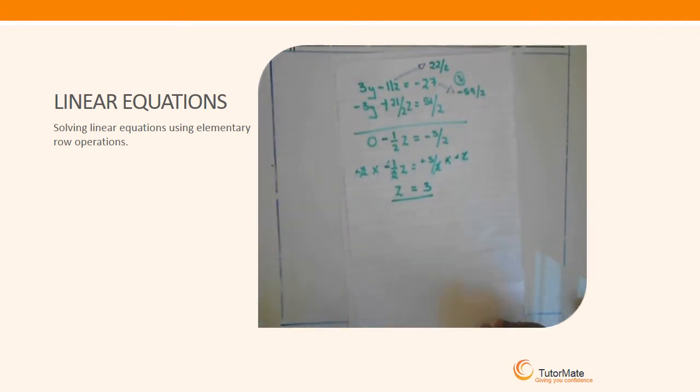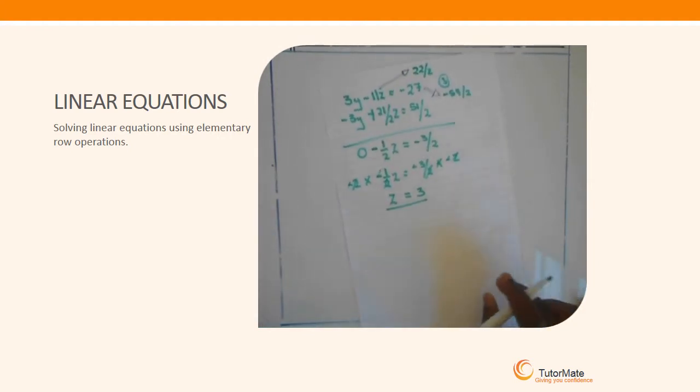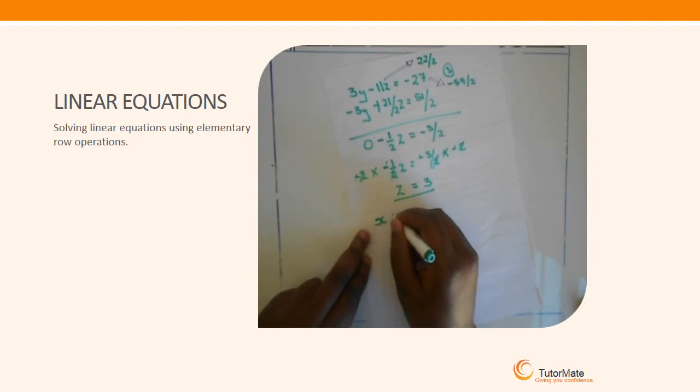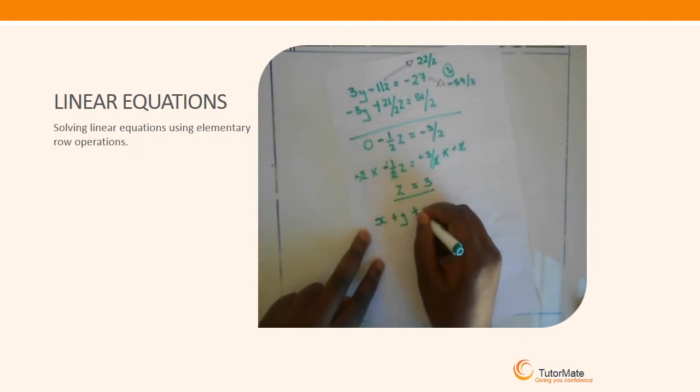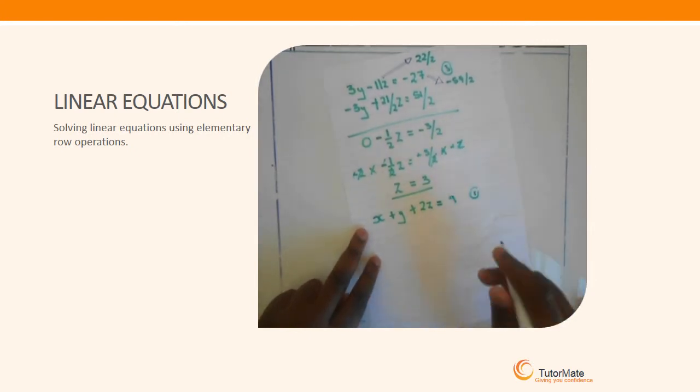So now, rewriting your equations, you're going to have x plus y plus 2z is equals to 9. This is your first equation.